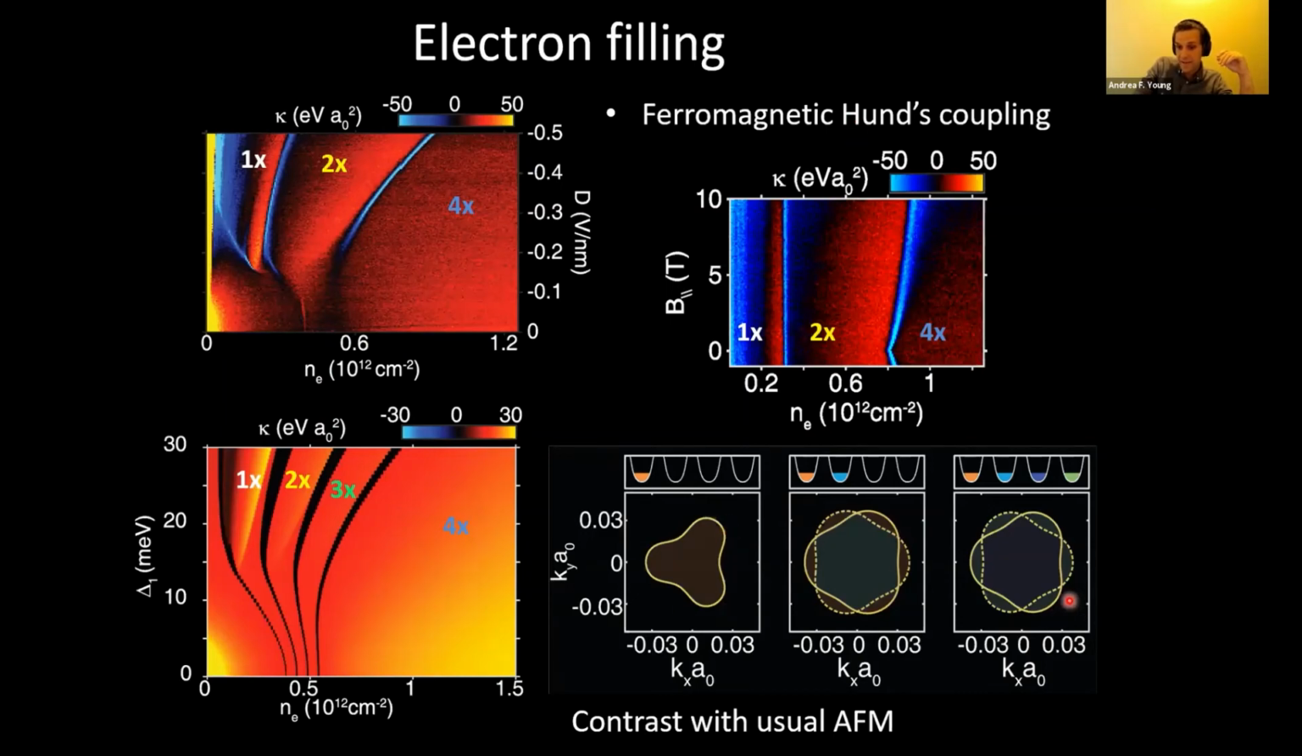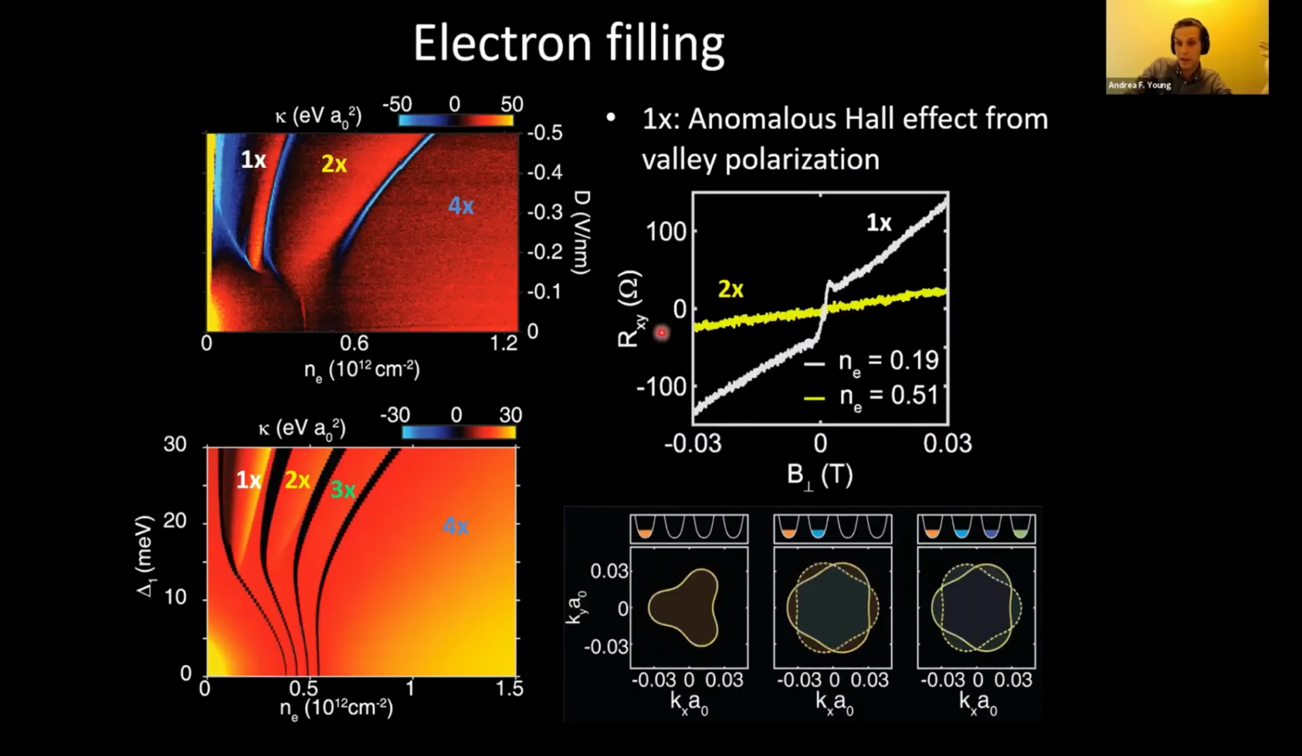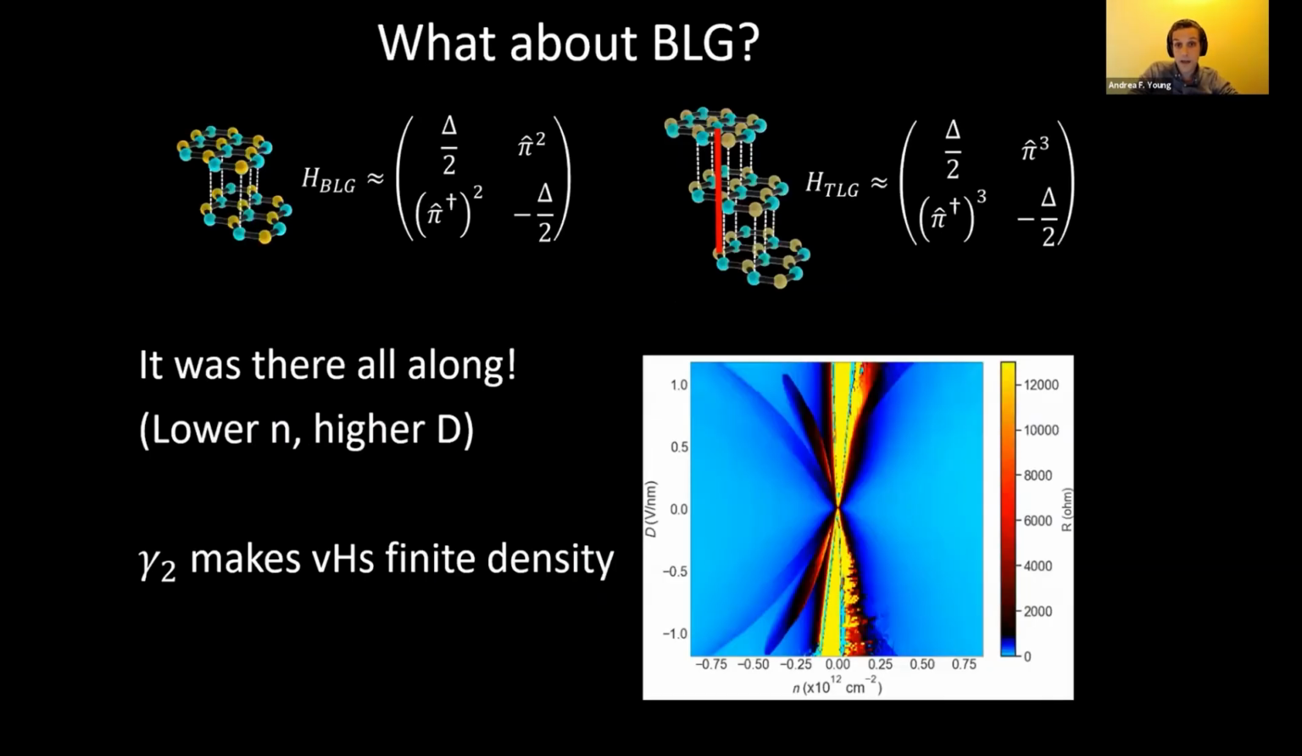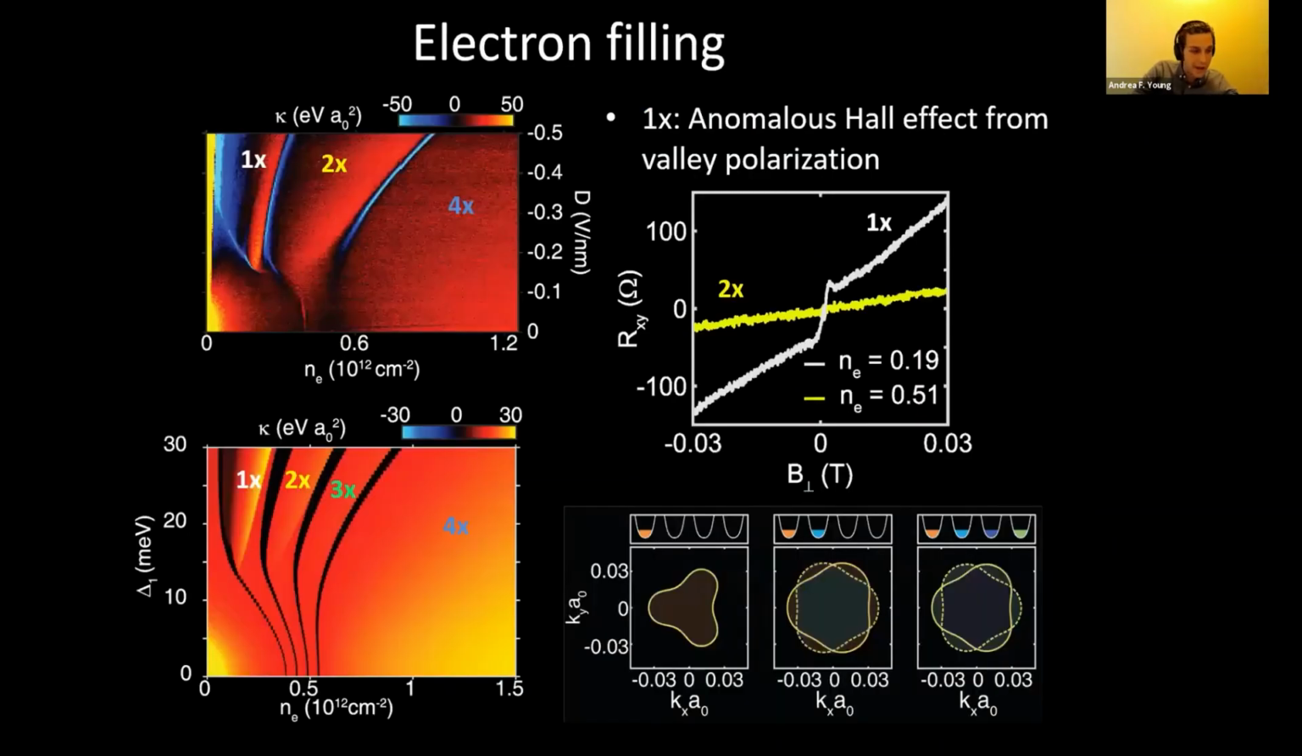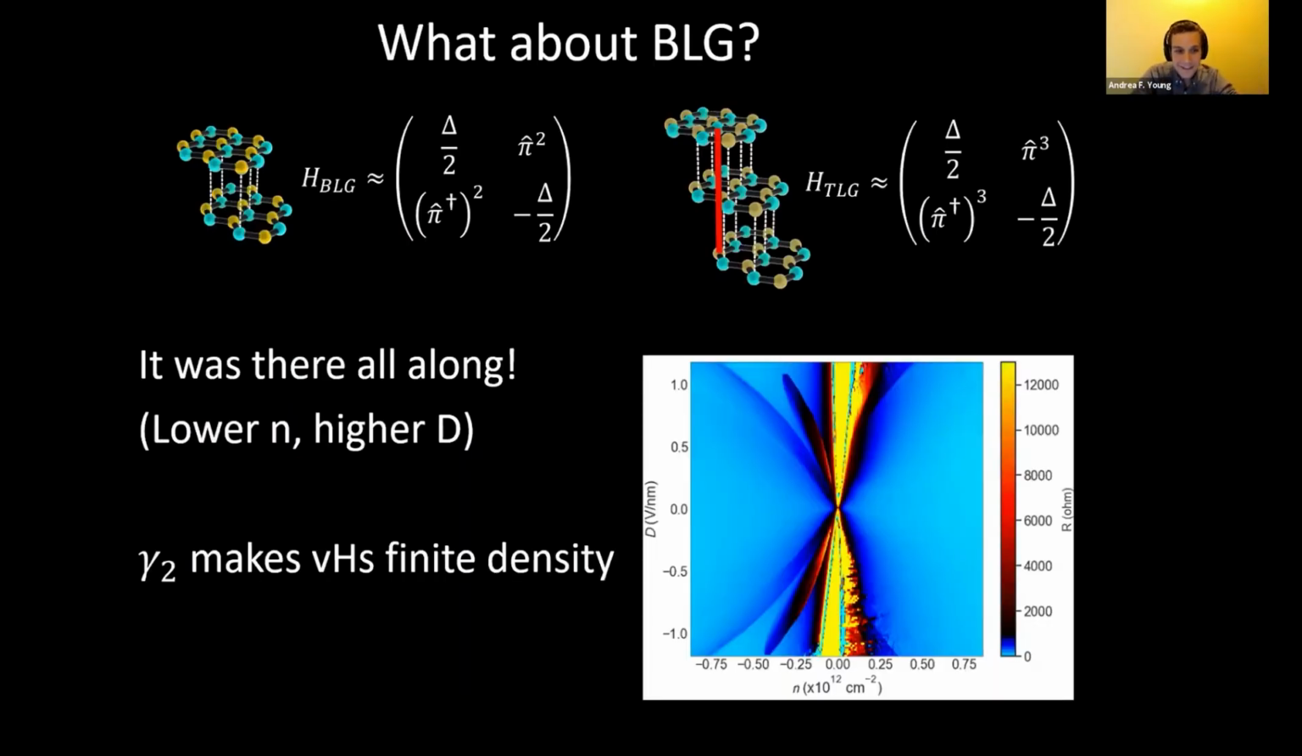But we can check that valley polarization by looking for anomalous Hall. Anomalous Hall, of course, comes from the same Berry curvature, which again cancels between the valleys. And you see that in this 1-fold phase, you have a strong anomalous Hall, whereas in the 2-fold phase, you don't, and that again checks out. So an interesting question here is, wow, this is all kind of obvious physics, right? What about bilayer graphene? Why is this not there in bilayer graphene?